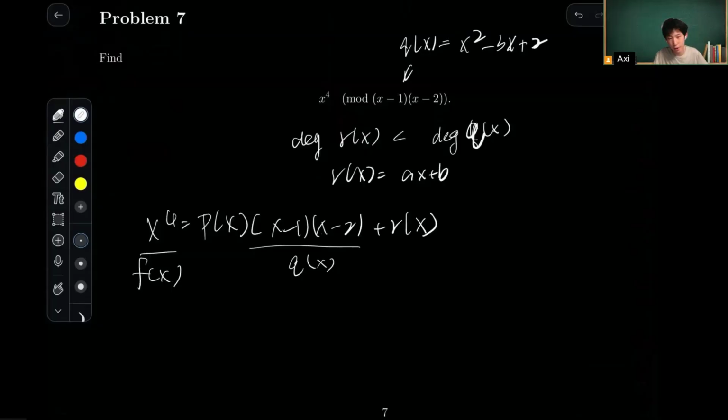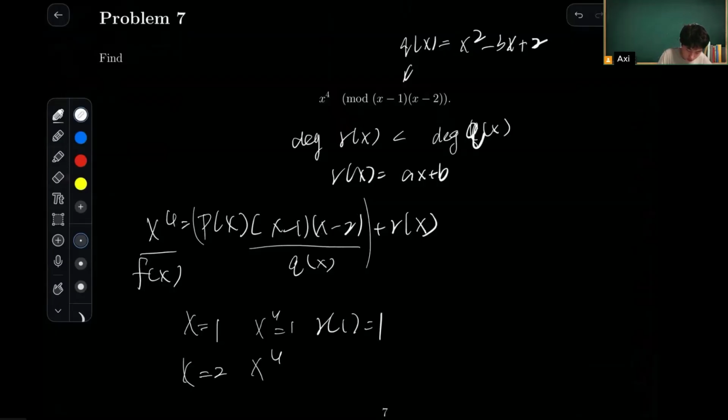This is very familiar. Then what we can do here is we just plug in x equals 1. For x equals 1, x to the 4th degree is 1. This part is 0, so r of 1 is 1. When we plug in x equals 2, x to the 4th degree is 2 to the 4th degree, so it is 16. So r of 2 is 16.